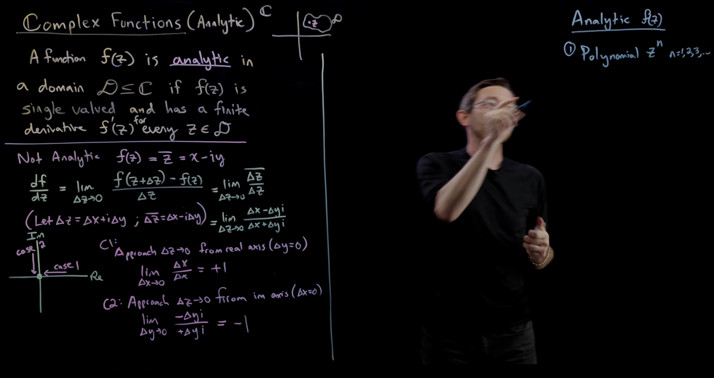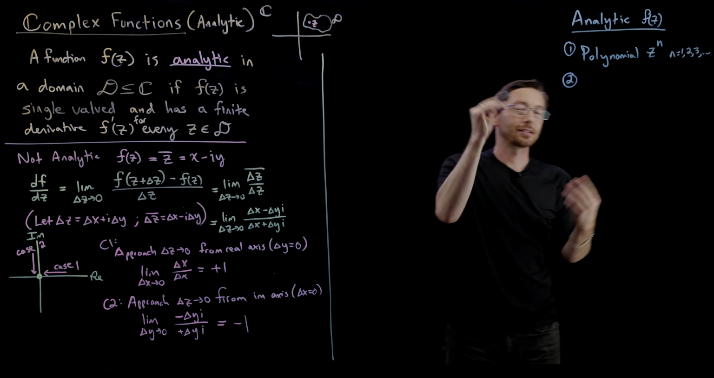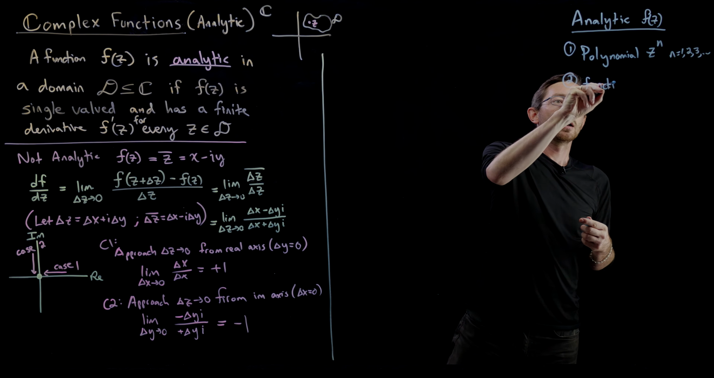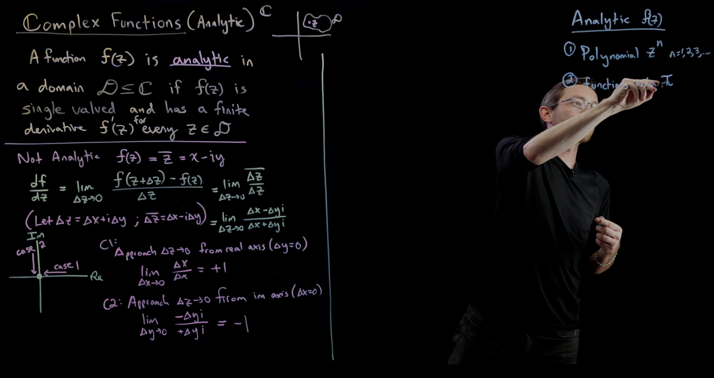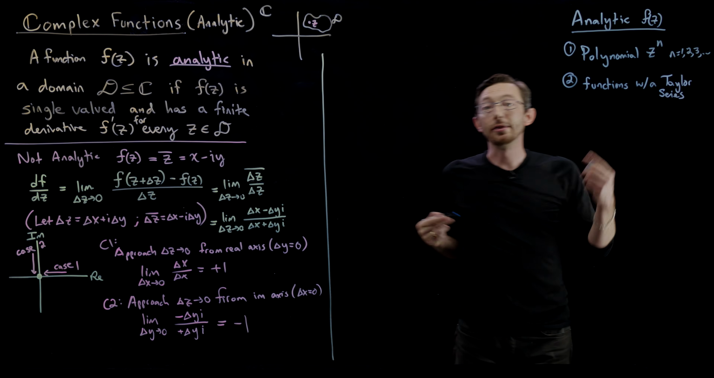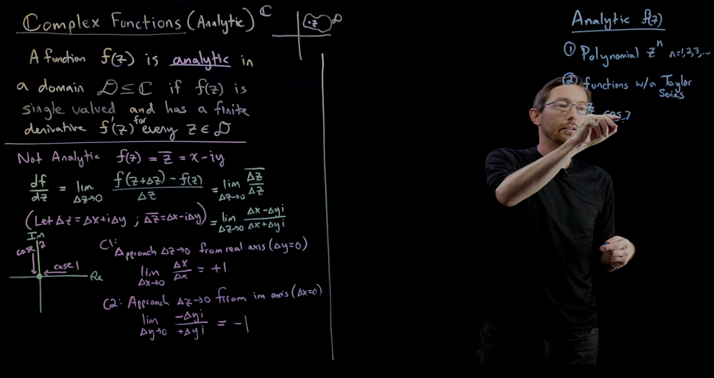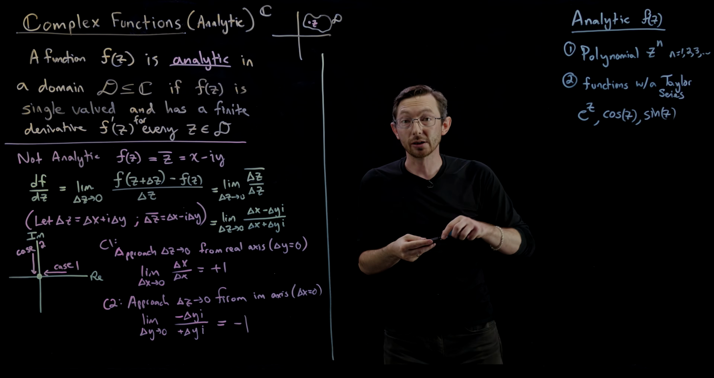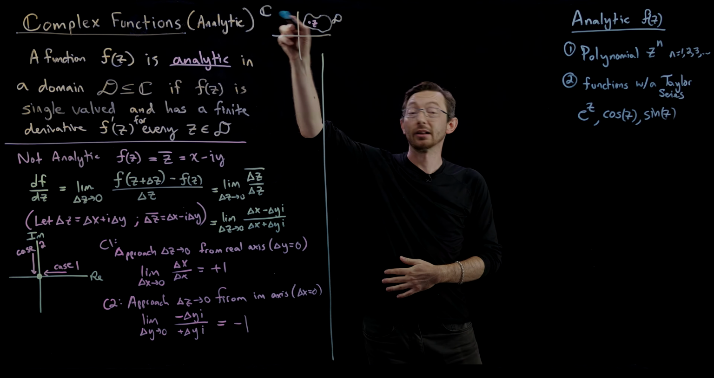Another big class are functions where the Taylor series exists. That's kind of a vague way of saying it, but I'm just going to say functions with a well-defined, convergent Taylor series. And those would be functions like e to the z, or cosine of z, or sine of z. We know that these are convergent functions. They have a convergent Taylor series for all points z in the complex plane.